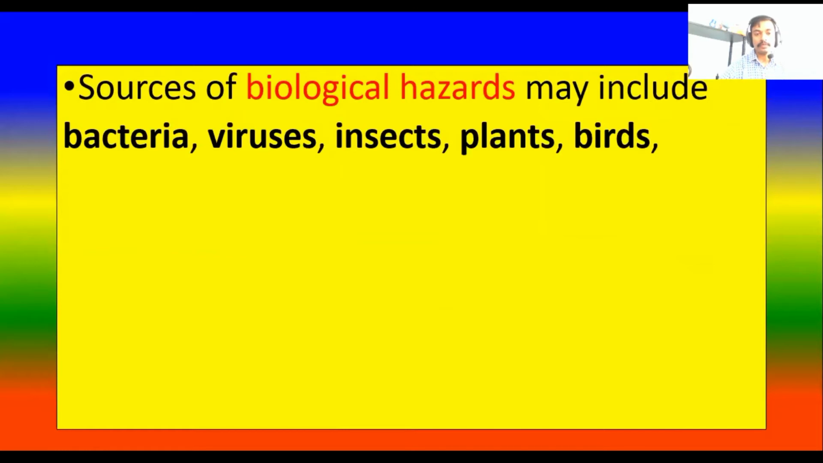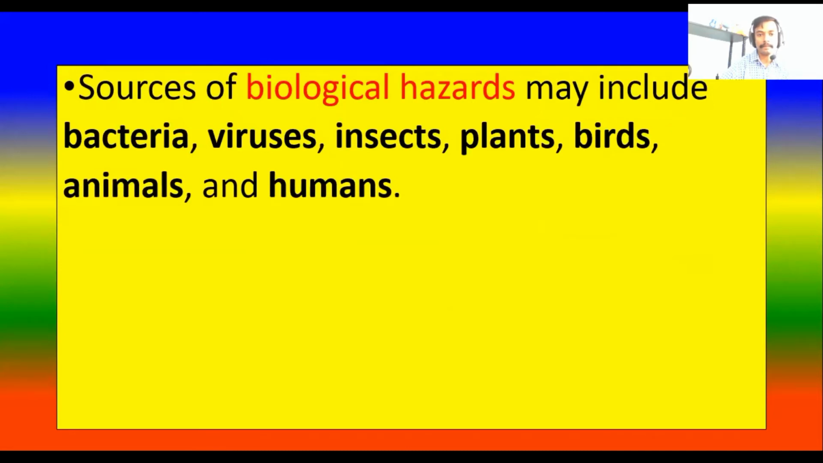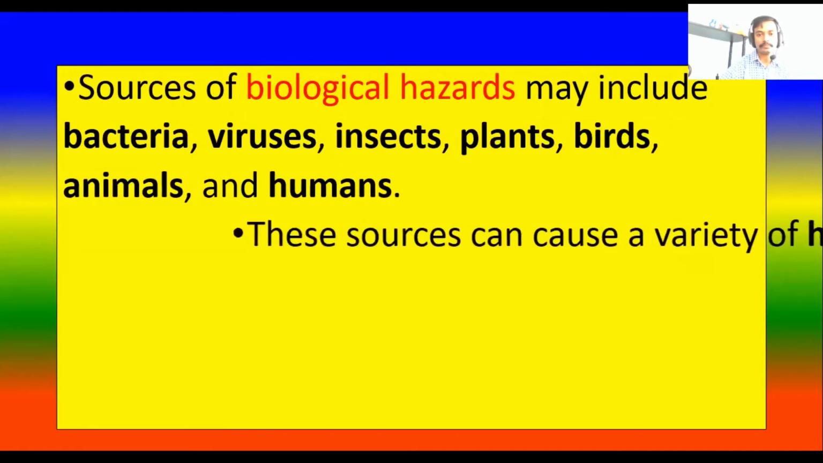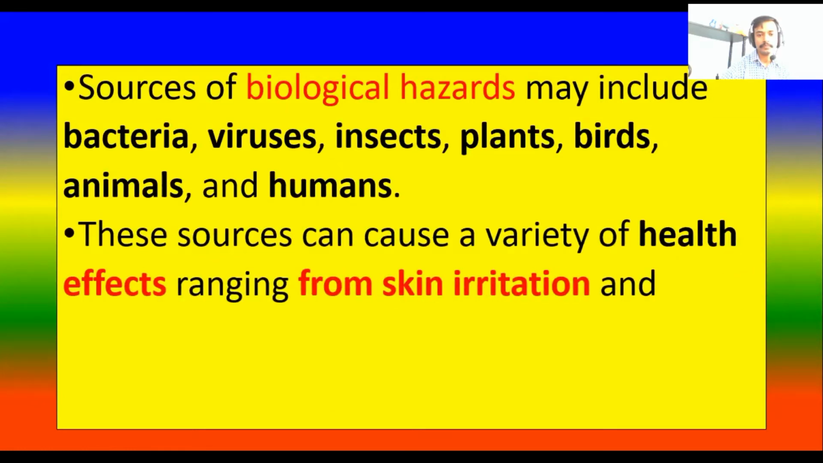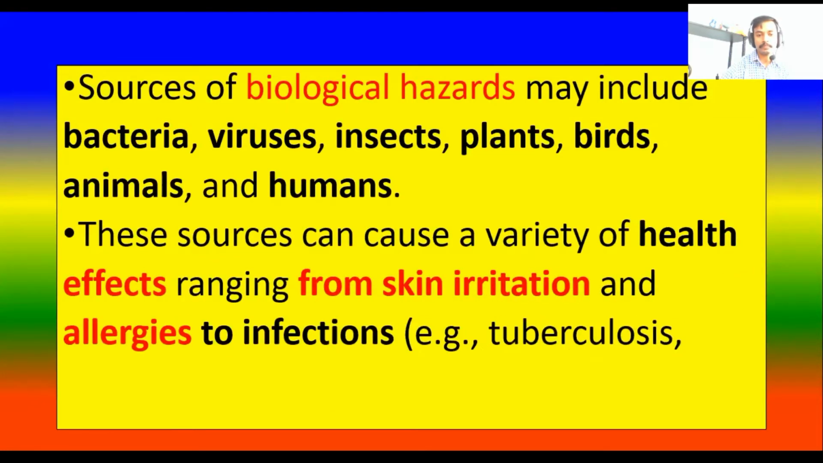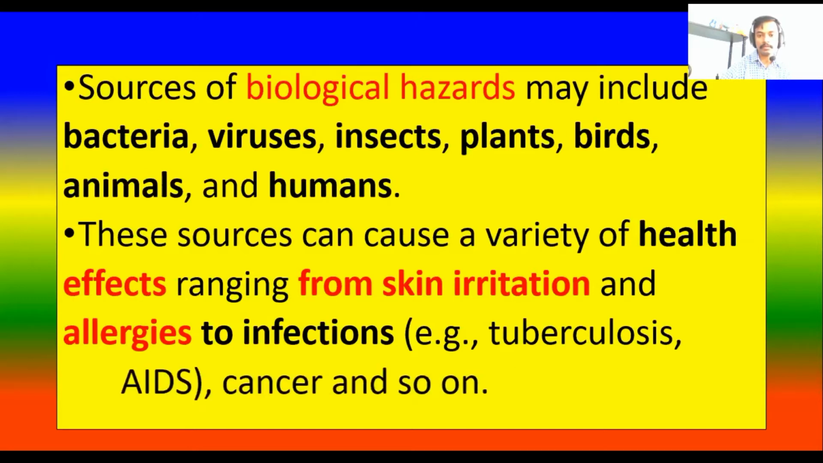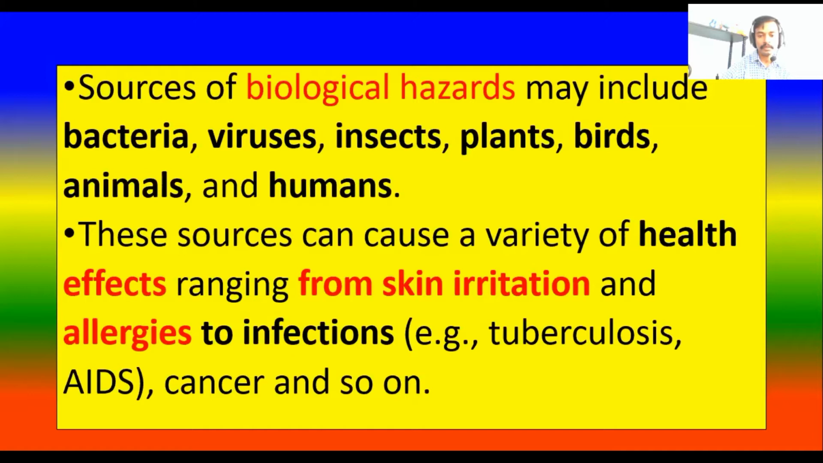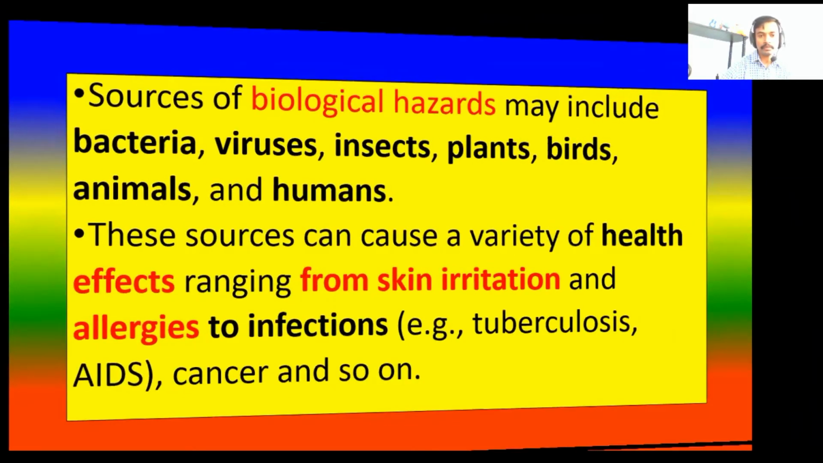Then biological hazards: bacteria, viruses, insects, plants, bats, animals, humans. Health effects range from skin irritation to allergies. One disease example is tuberculosis, spread by airborne means. AIDS can spread through biological hazards, for example the improper use of blood or fluids and other biological waste in hospitals and other places.